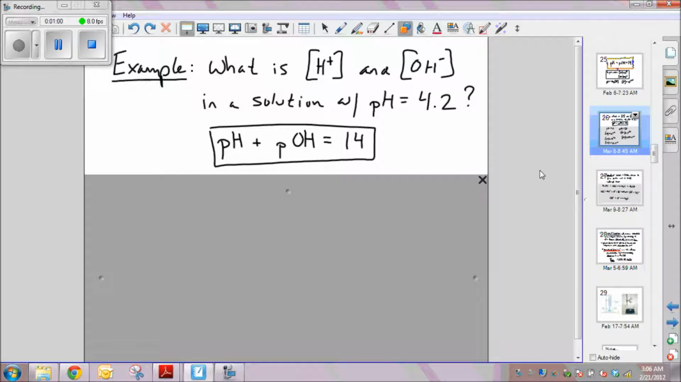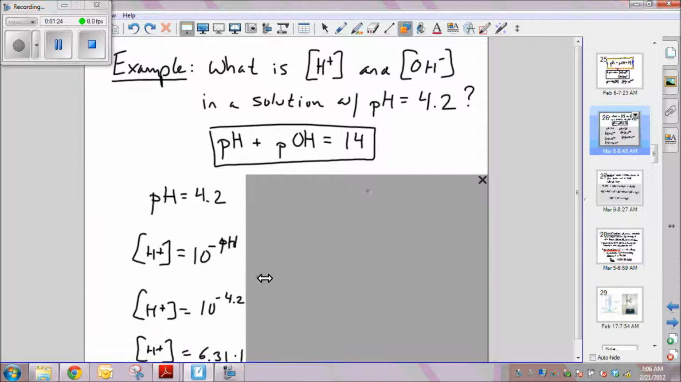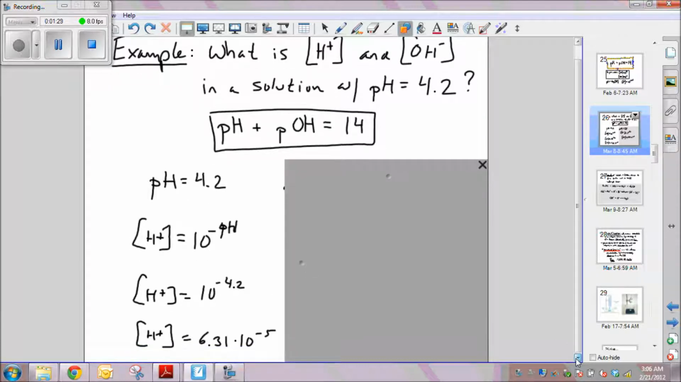For example, what's the molar concentration of the hydrogen and hydroxide ion in a solution with a pH of 4.2? So we use this relationship, pH plus pOH equals 14, to solve these relationships. Let's do the hydrogen ion concentration first. We know that the pH is equal to 4.2, so we use 10 to the negative pH to figure out the H plus concentration, and that is shown here. Substituting 4.2 in for the pH, the hydrogen ion concentration is 6.31 times 10 to the negative fifth. That's pretty straightforward.